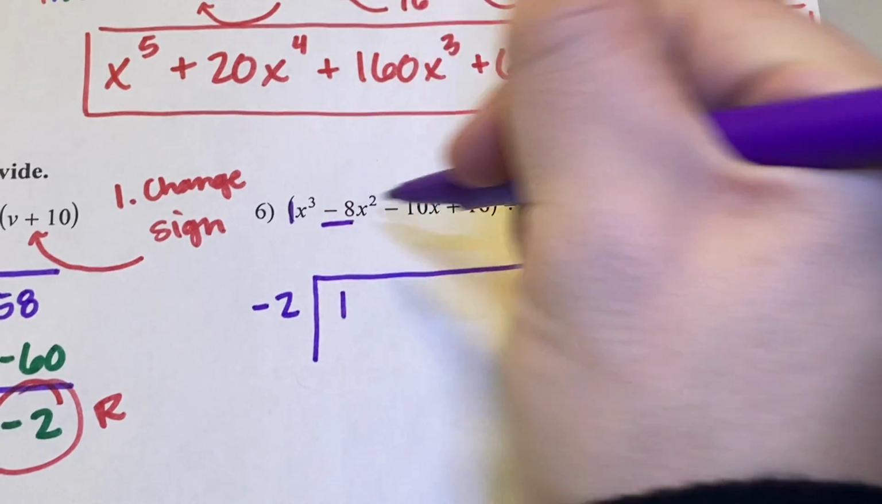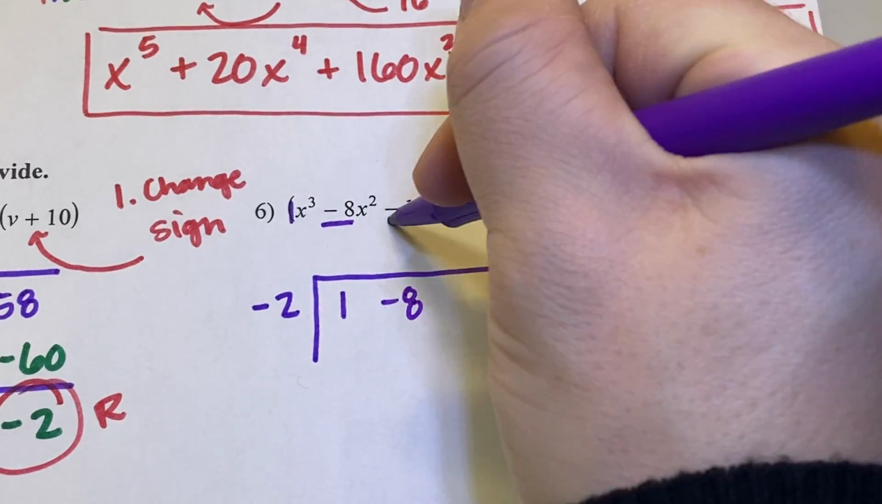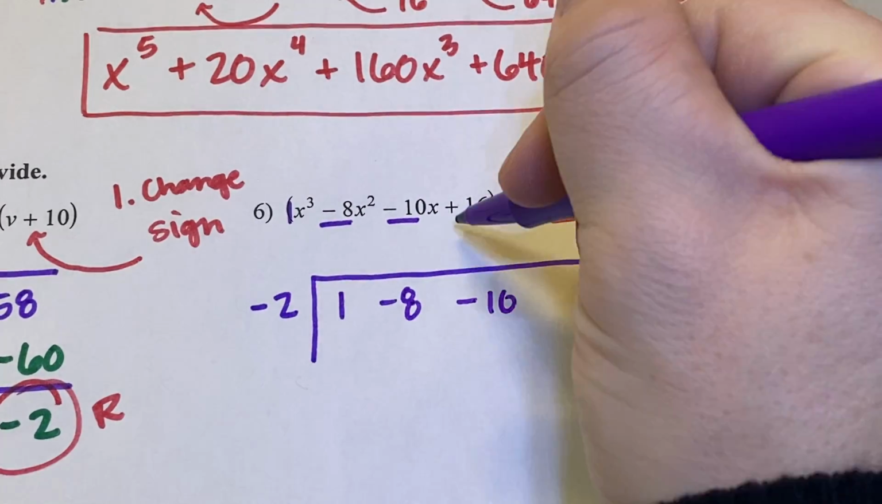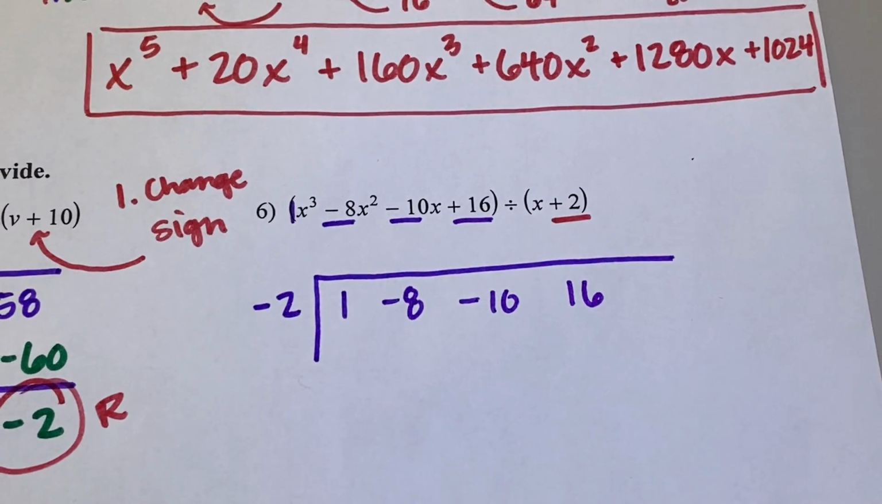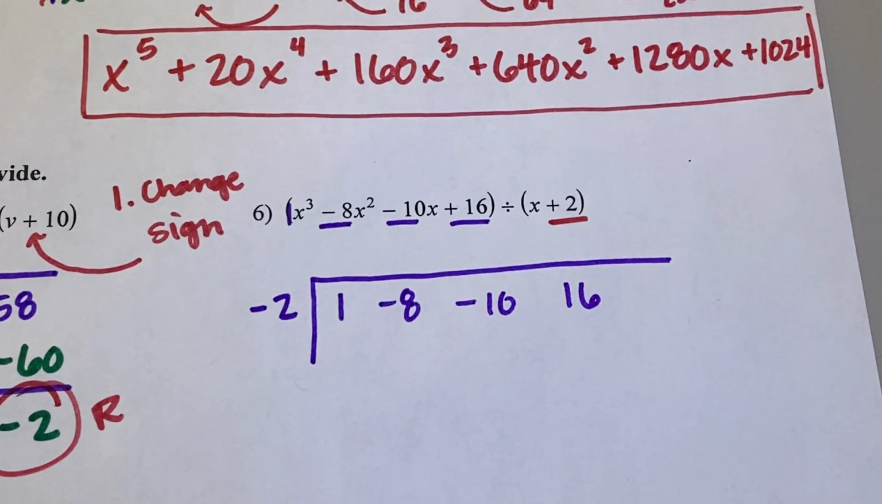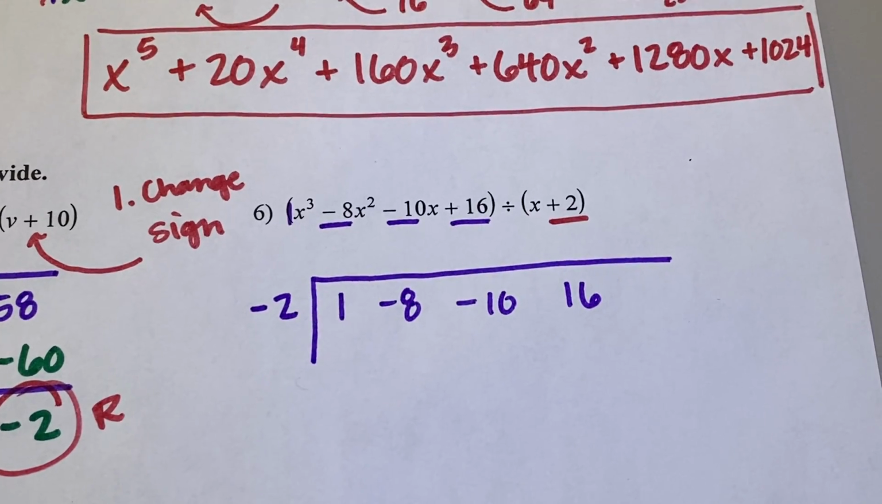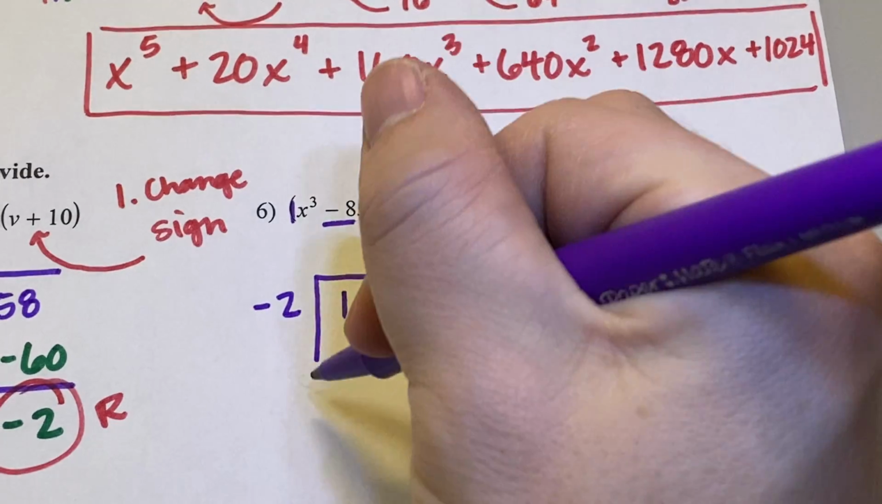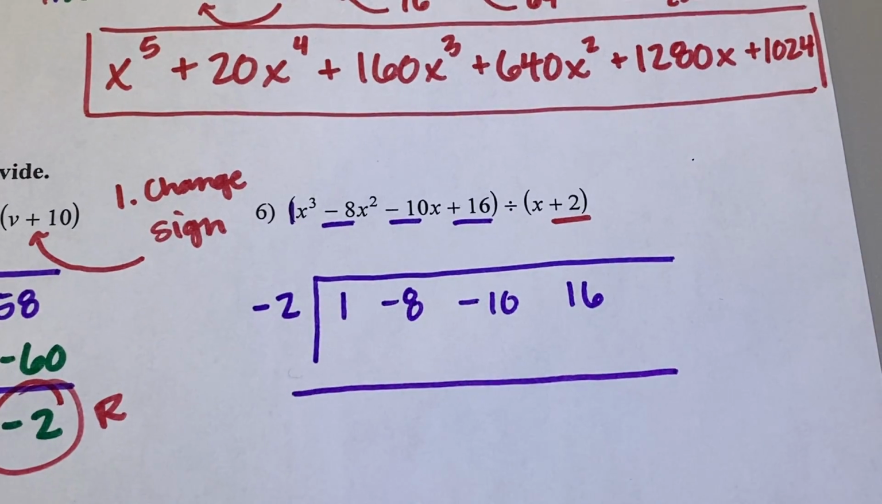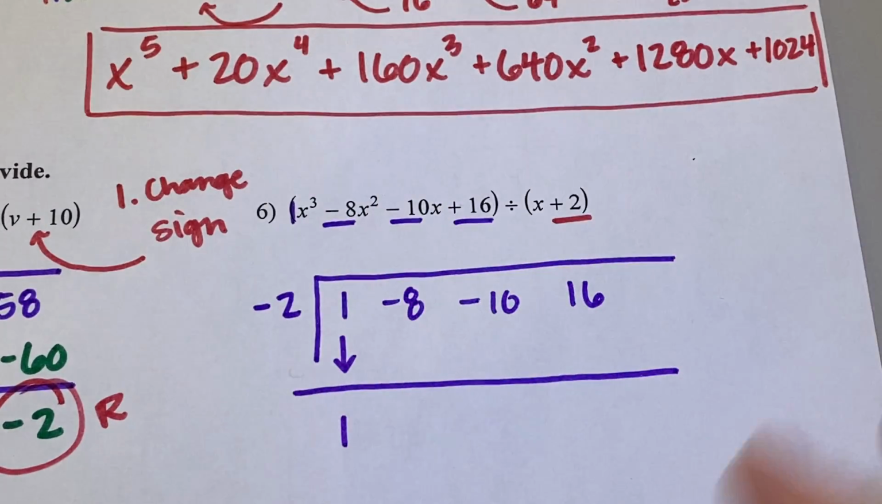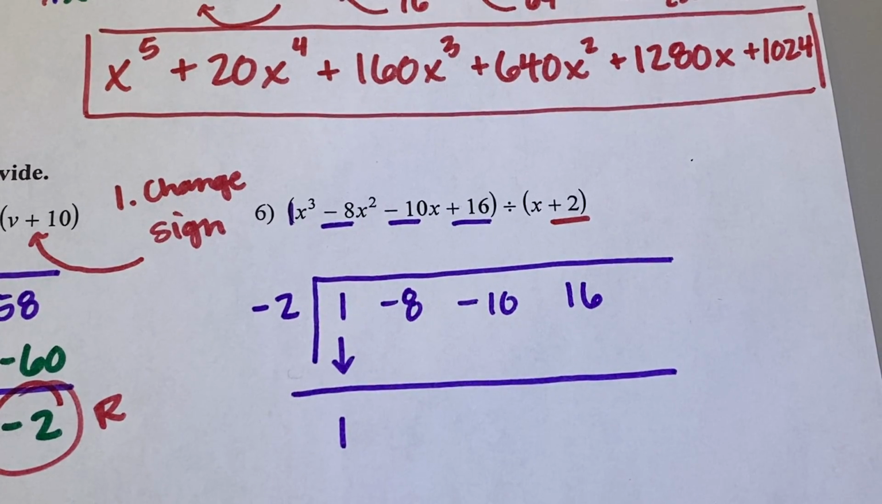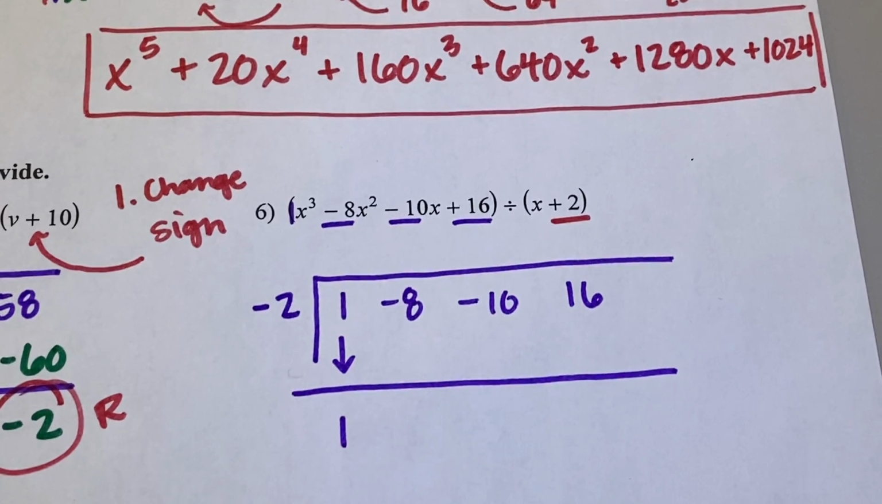1, -8, -10, 16. Taking our x's off, we'll put them back on at the end, but right now we don't care about them. Draw your line. Drop your first guy. And follow our pattern. Okay, multiply.